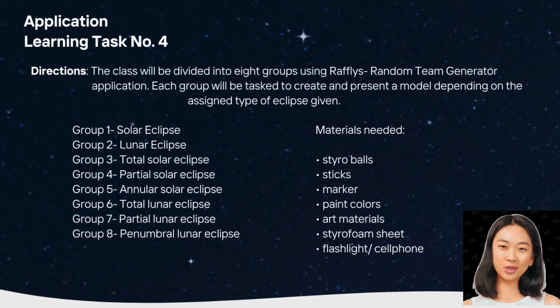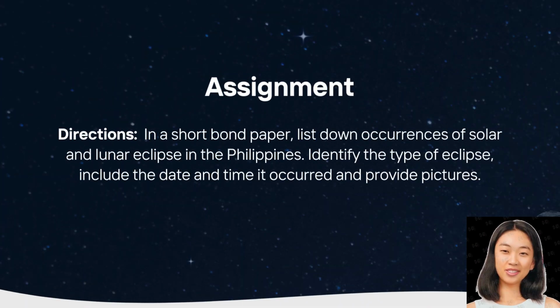For the application part of your assessment, the class will be divided into 8 groups using the Raffle Random Team Generator application. Each group will be tasked to create and present a model depending on the assigned type of eclipse given. Kindly collaborate with your group mates. Good luck! Now for your assignment, your last activity for this lesson.